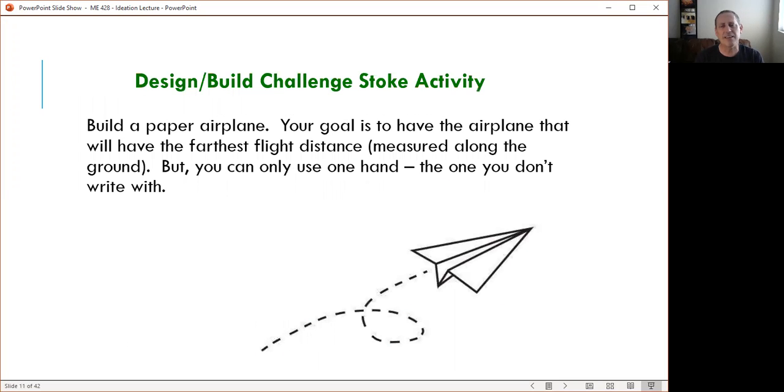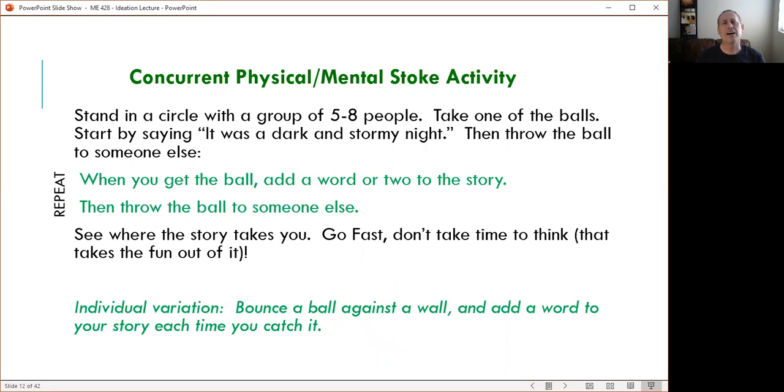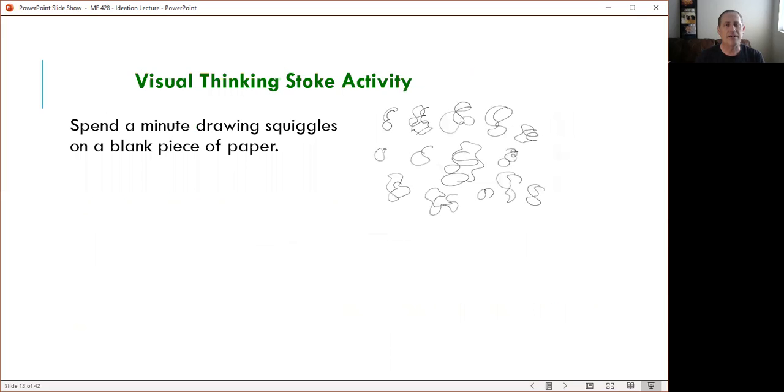Build activities, making paper airplanes is a great one. It doesn't require a whole lot of materials. Try to make it even more interesting. Like, you have to do a paper airplane design you've never seen before. Or maybe you can do the build only using one hand or something like that. My favorite physical mental stoke activity is when you can get together with people. So if we're still in a pandemic, then you're not going to do this sort of thing. But throwing a ball, and when you catch the ball, you have to add a word to a story, and you let this story kind of grow organically. And it's usually a lot of fun.